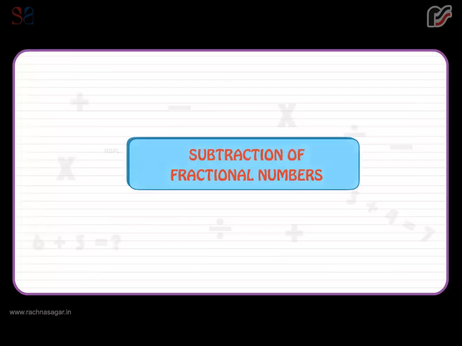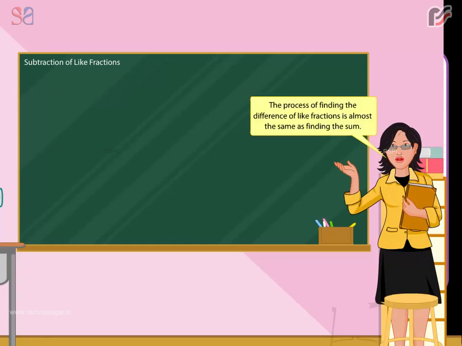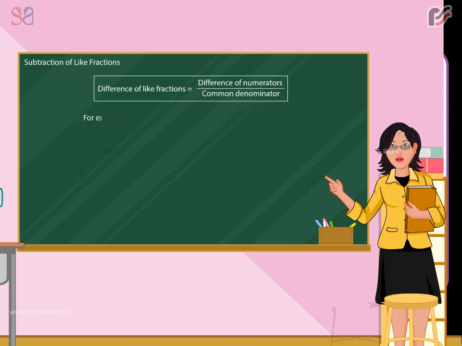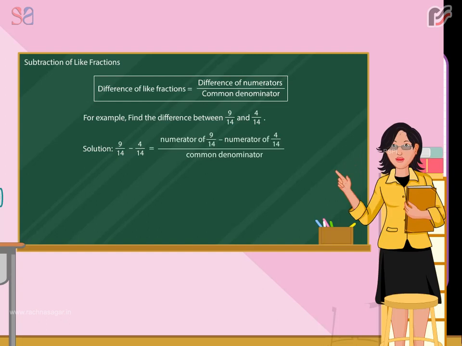Subtraction of fractional numbers. Subtraction of like fractions. The process of finding the difference of like fractions is almost the same as finding the sum. Difference of like fractions is equal to the difference of numerators by the common denominator. For example, find the difference between 9 by 14 and 4 by 14. 9 by 14 minus 4 by 14 is equal to the numerator of 9 by 14 minus the numerator of 4 by 14, whole divided by the common denominator, which is equal to (9 minus 4) whole divided by 14, which is equal to 5 by 14.